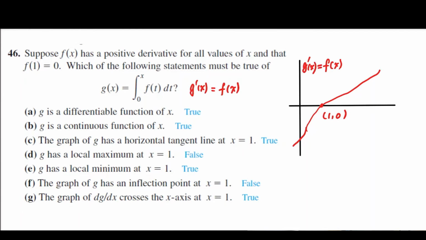Now, we can answer the question. G is differentiable. Yeah, here's a derivative everywhere. Good? G is a continuous function of f. Yeah, sure, because you have something like this already, right? This is a continuous function, and if you take an integral of that, of course it gives you a continuous function.